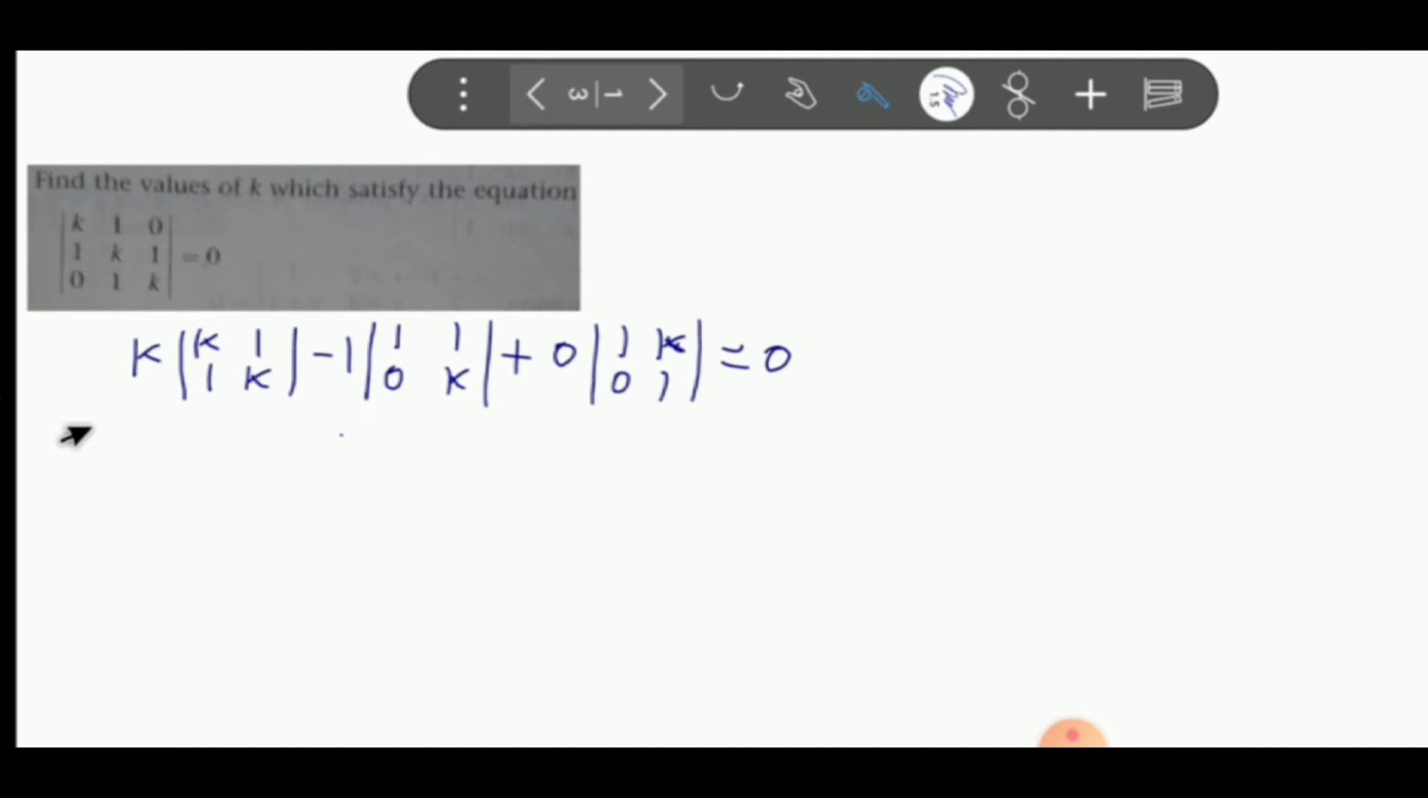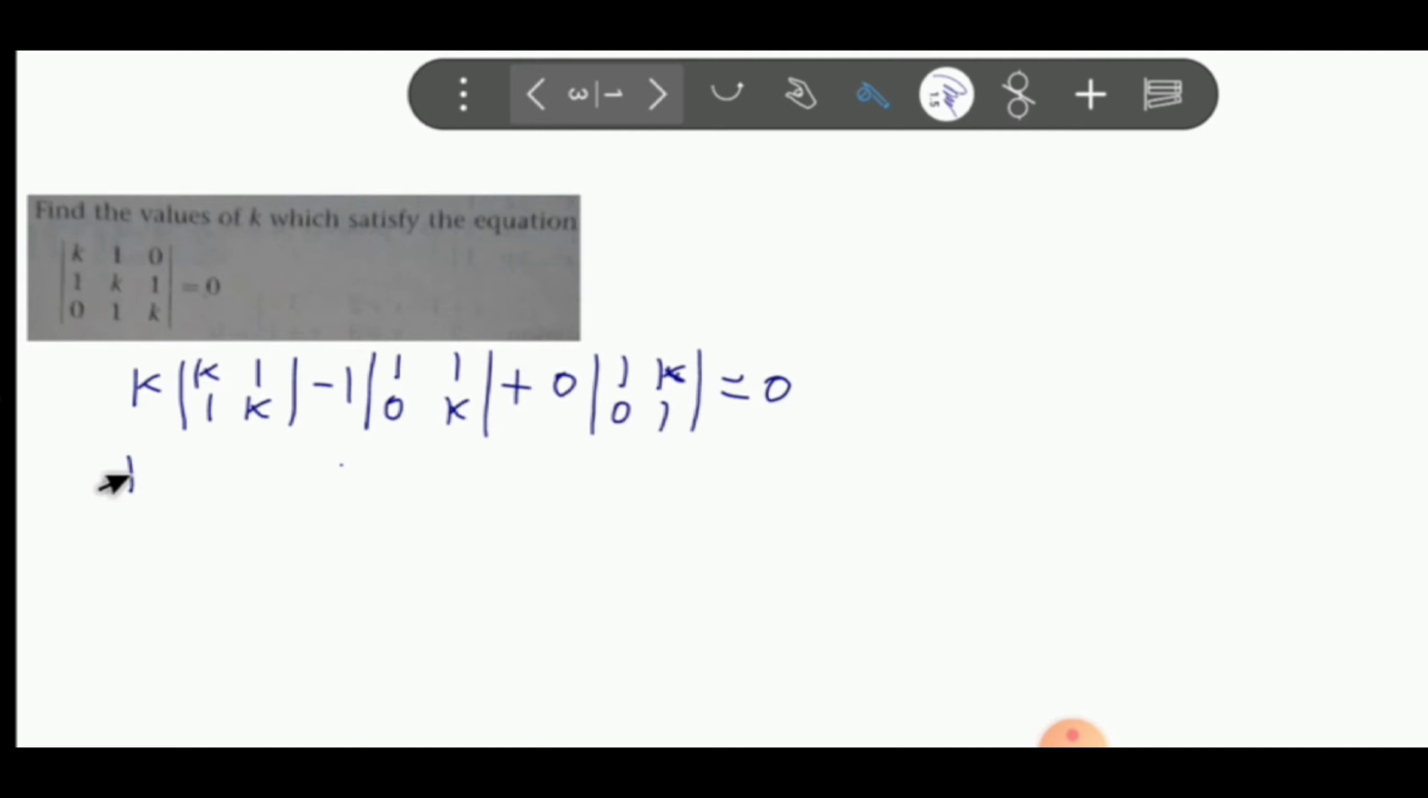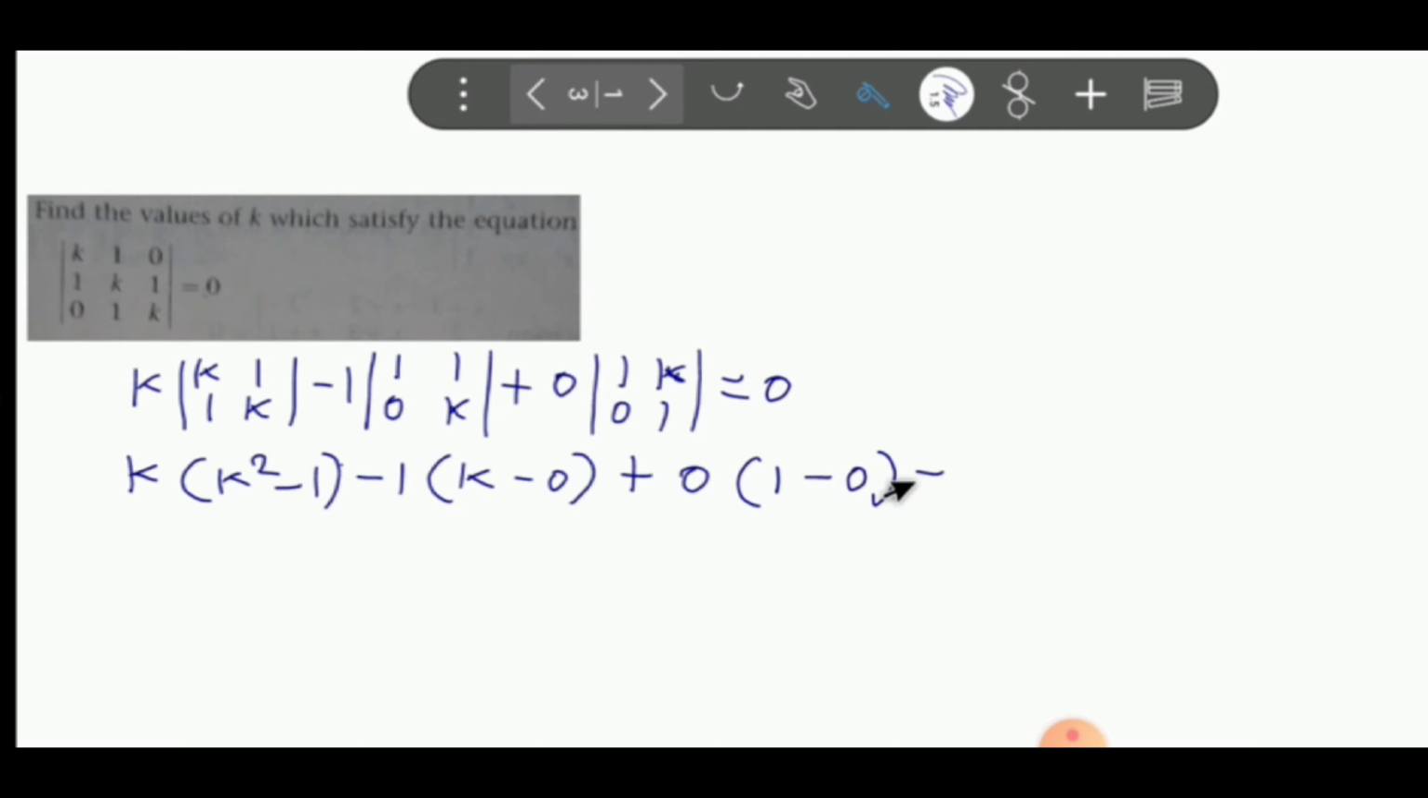So I'll say k, this k, open a bracket. K times k is what? K square. Then 1 times 1 minus 1. Close it. Then minus 1. Open minus 1 again. 1 times k. 1 times k is what? K. 1 times 0 is what? Minus 0. Close bracket. Plus 0. Open a bracket. 1 times 1, 1. 1 times 1, 1. K times 0, 0. So say minus 0. Close bracket equal to 0.